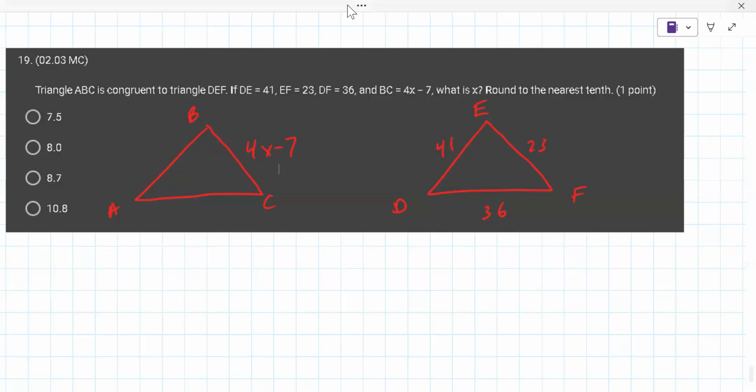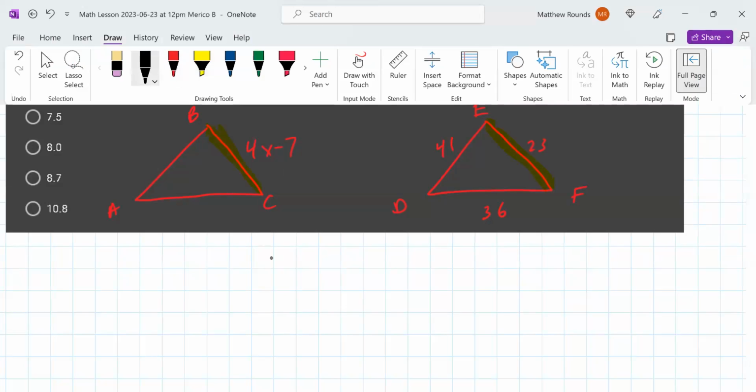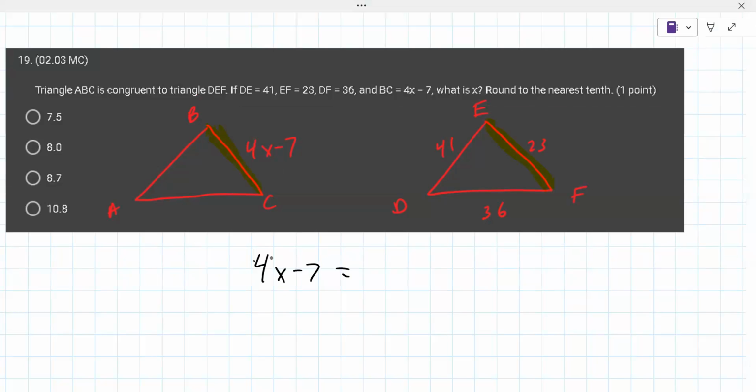Yeah, so maybe I'm being unclear. This side down here is the same as this side over here on the right. Oh, BC and EF. Yeah, so 4x minus 7 is equal to 23. Oh, my bad. No problem. So why don't you try solving this for me and letting me know what you come up with?